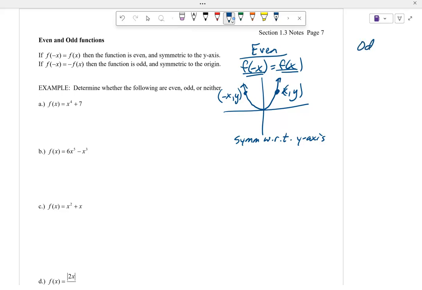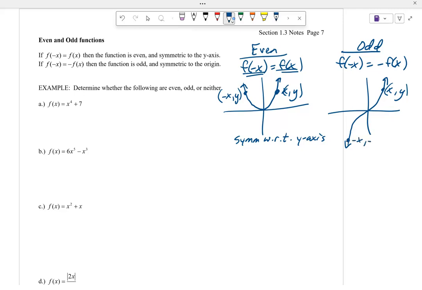An odd function has the property that when I plug in negative x, it spits out the opposite of f of x. It spits out the opposite of y. So I like to think about that cubic function that I drew that has x, y, and negative x, negative y. That's symmetric with respect to the origin.